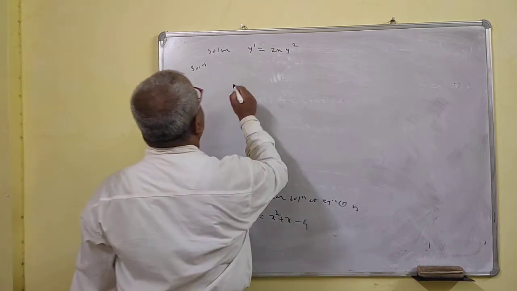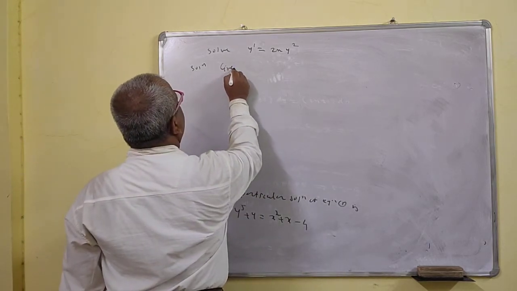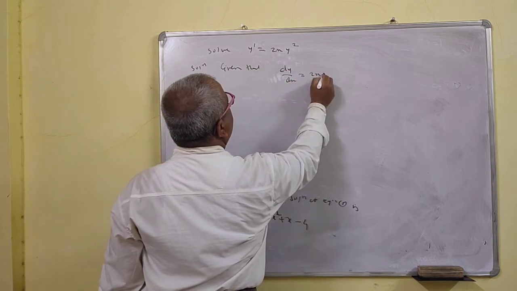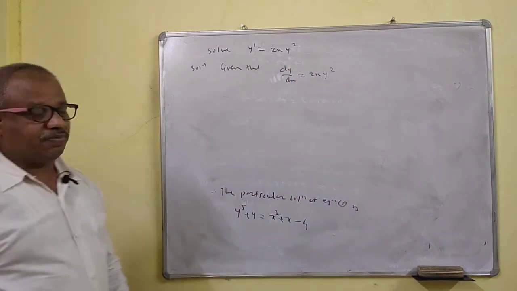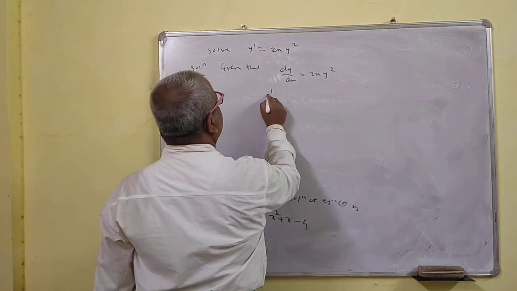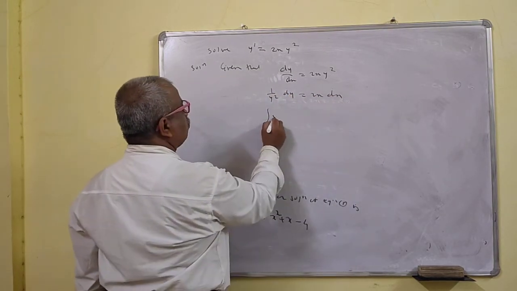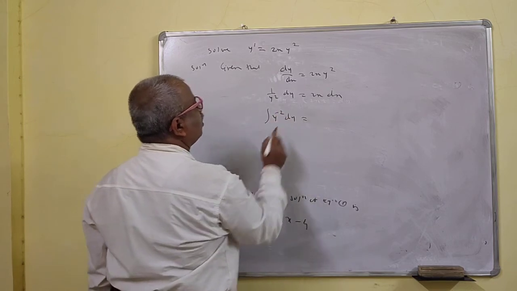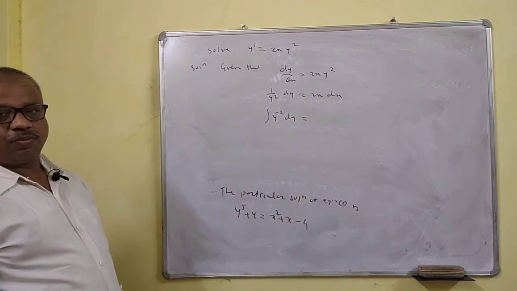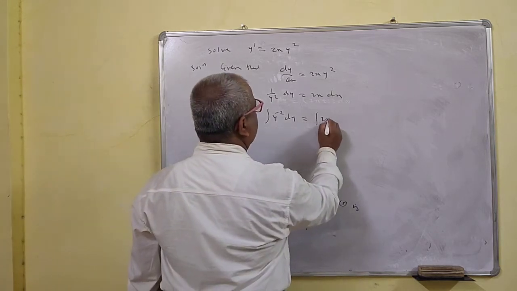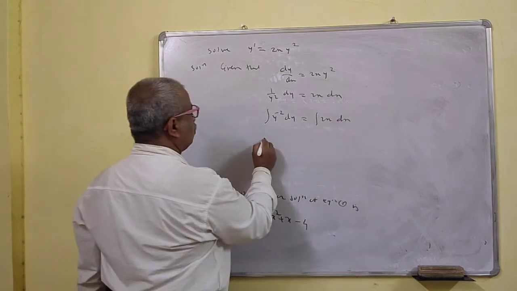Okay. Solution. Given that dy by dx, I will write dy by dx, because I have identified this is the variable separable equation. So what is then? 1 by y square dy is equal to twice x dx. So this is y raised to minus 2 dy, because this is the power y to the power n. We know the integration of y to the power n. So integration of twice x dx.